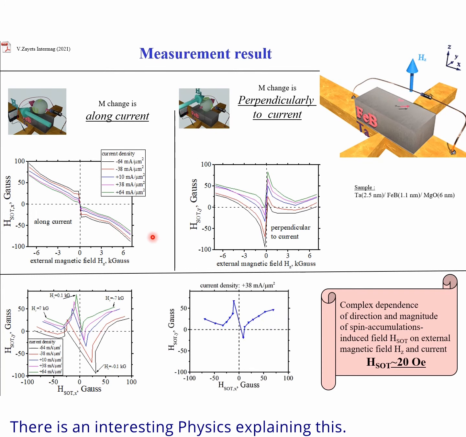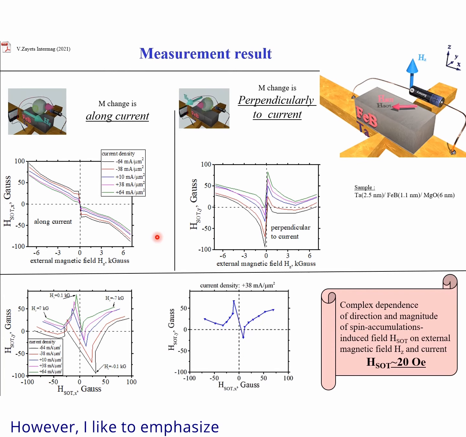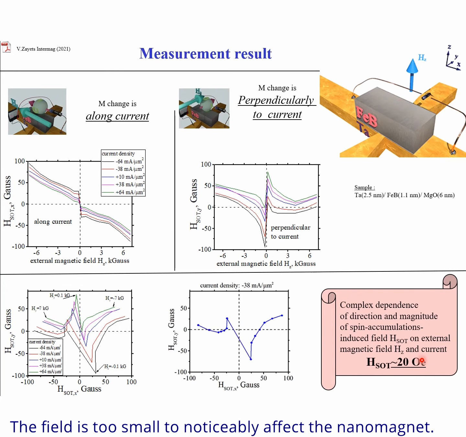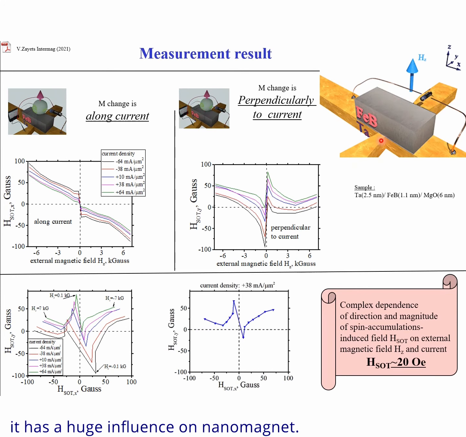This is interesting physics explaining this. However, I would like to emphasize that the measured magnetic field is only 20 Oe. The field is too small to noticeably affect the nanomagnet. However, if the field excites the parametric resonance, it has a huge influence on the nanomagnet.